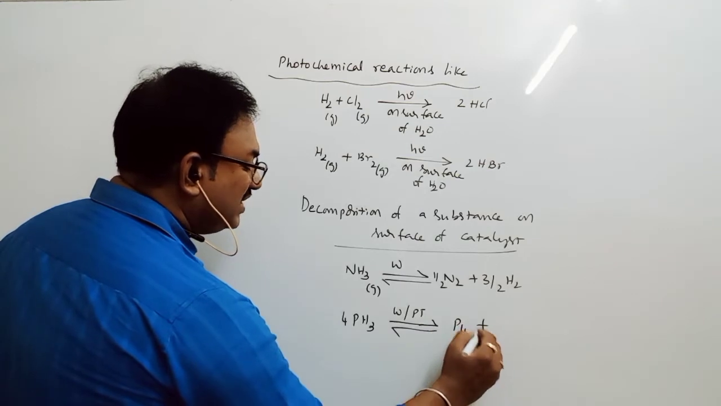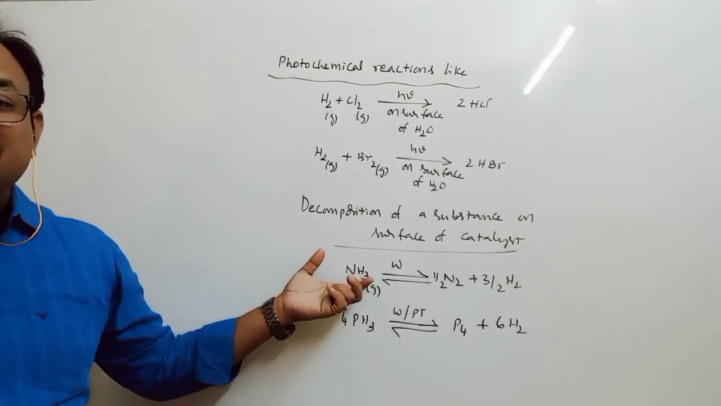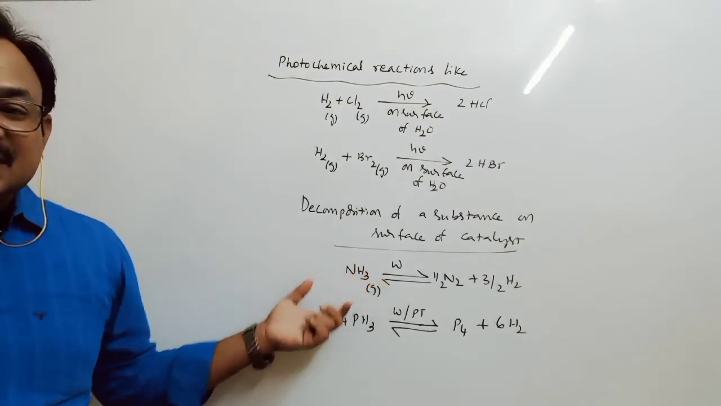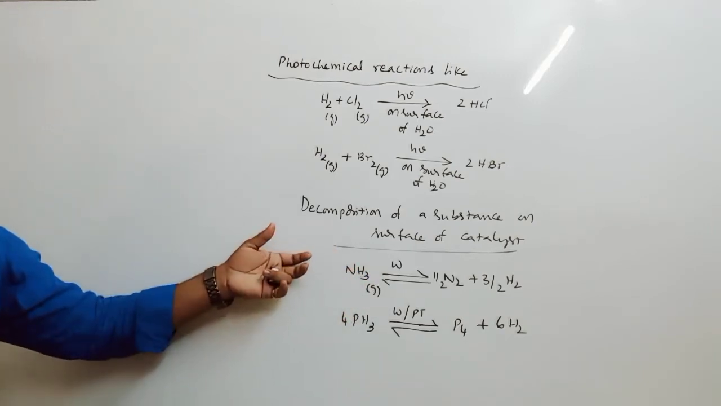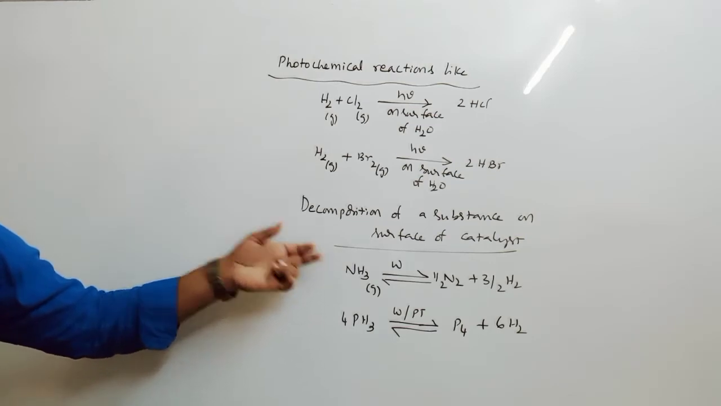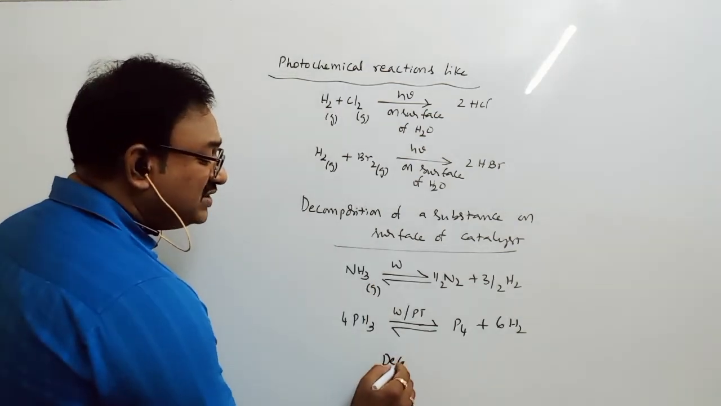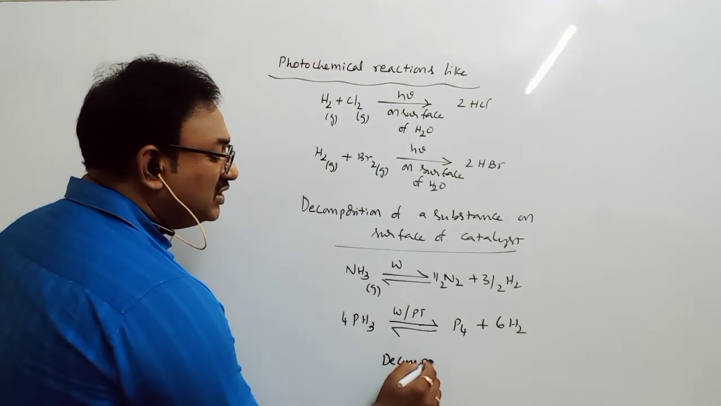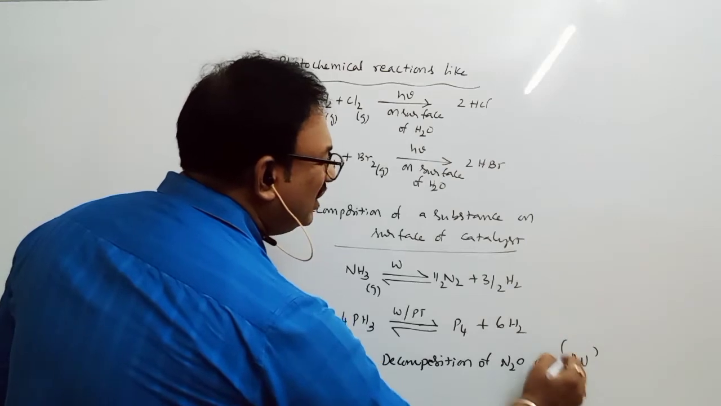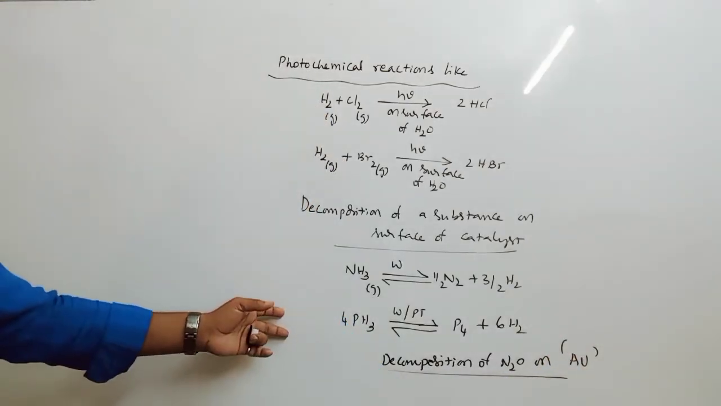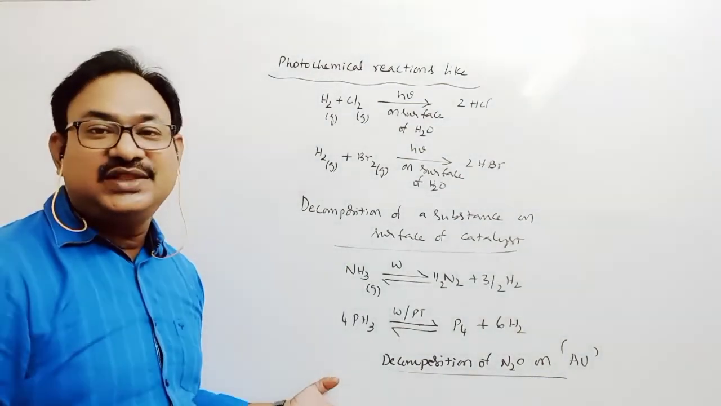P4 plus 6H2. So like that, decomposition of any substance; I just took group 15 hydrides here. Generally, any substance which undergoes decomposition on the surface of a catalyst follows zeroth order characteristics. One more example: decomposition of nitrous oxide, laughing gas, on the surface of gold. So all these come under zeroth order reactions.